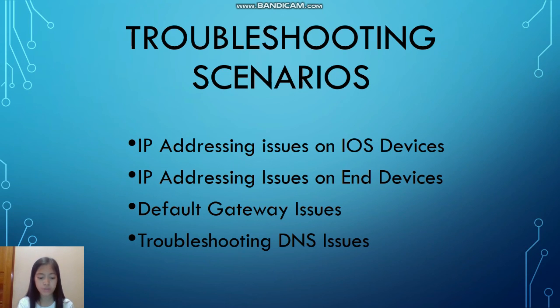Default gateway issues. A default gateway for an end device is the closest networking device that can forward traffic to other networks. Last is troubleshooting DNS issues. Domain Name Service, or DNS, defines an automated service that matches names such as www.cisco.com with the IP address. While DNS resolution is not crucial to device communication, it is very important to the end user.